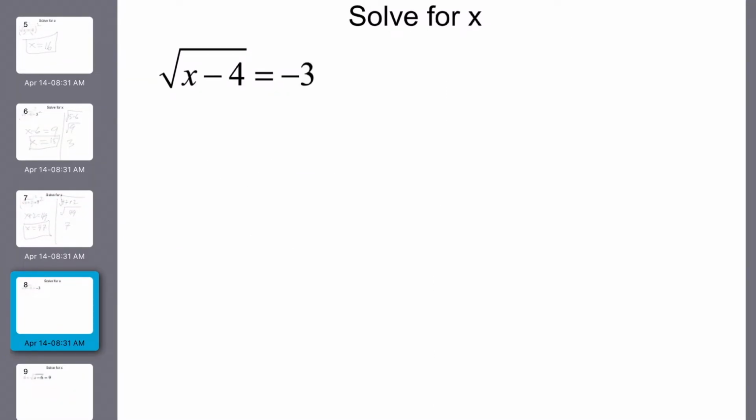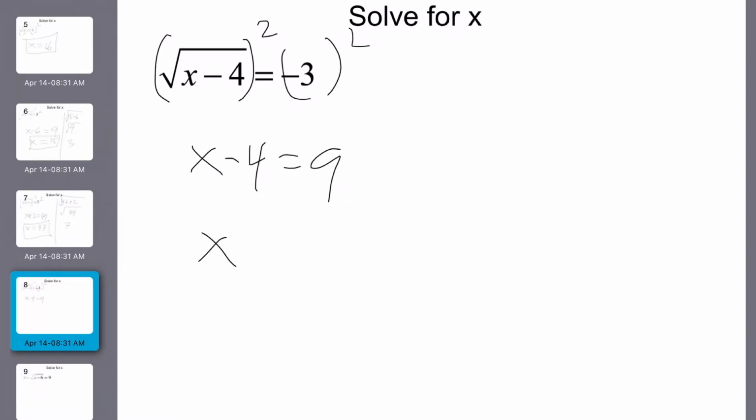Looking at the last problem here of these four, we get the square root of x minus 4 equals negative 3. Now, looking at this, you can already tell that this should end up with no solution because there's a principal square root equaling a negative number. But let's take a look at it algebraically as well. And we'll square both sides, so we get x minus 4 equals 9, x equals 13.